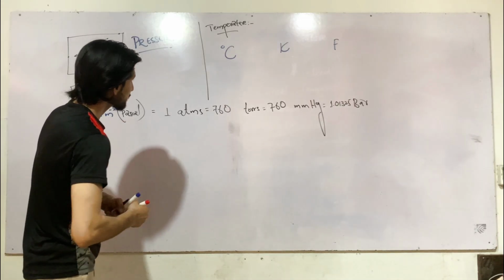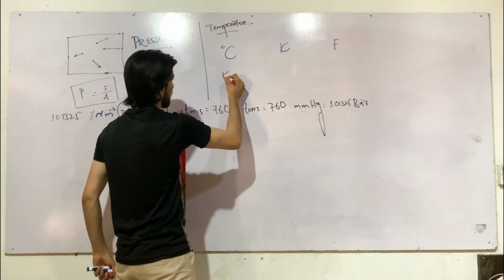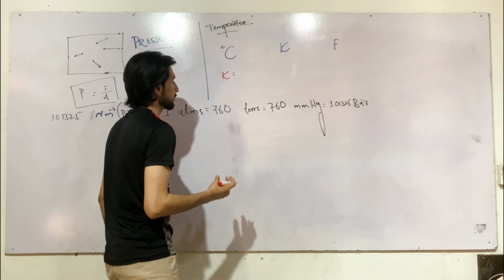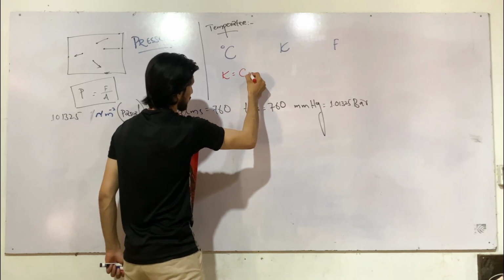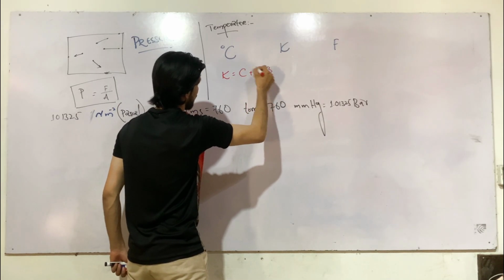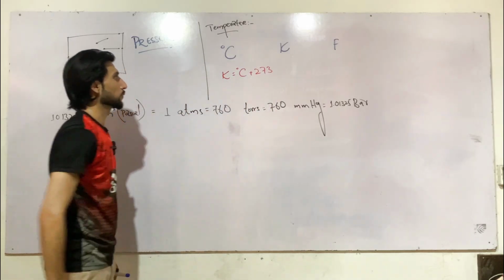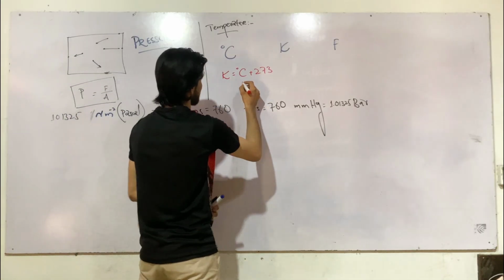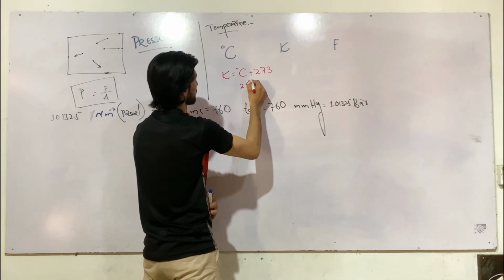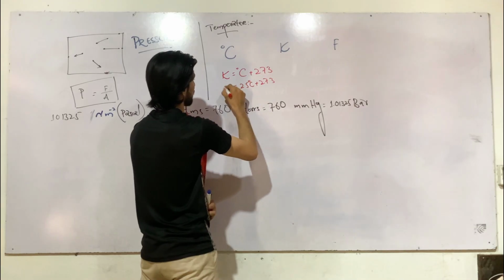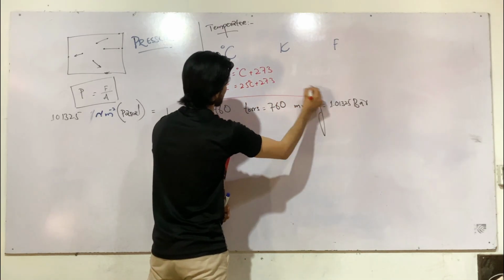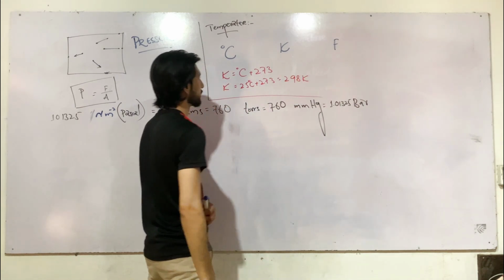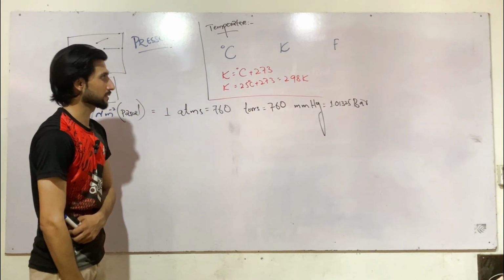Now, the relation between Kelvin and Celsius is: if you are given temperature in the Celsius scale, you must add 273 to that temperature and you will get that temperature in the Kelvin scale. Suppose you were given 25 degrees Celsius. How much would that be in Kelvin? You must add 25 to 273 and you will get 298 Kelvin. So 25 degrees Celsius equals 298 Kelvin.